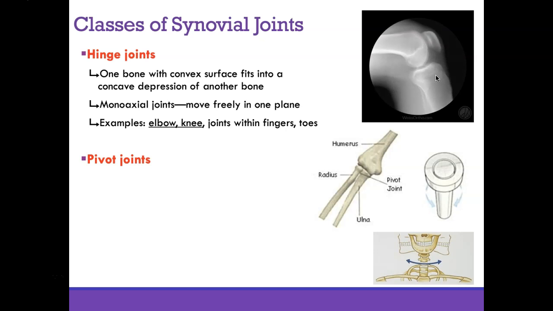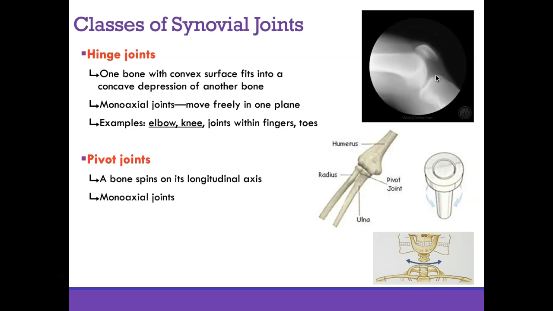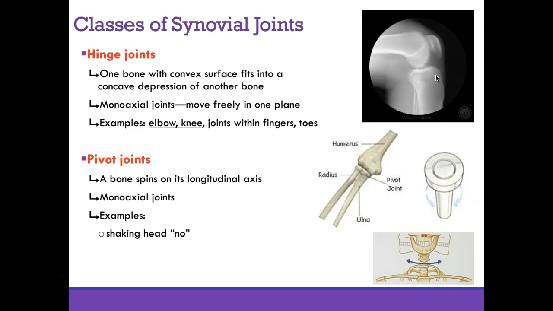A pivot joint is one that spins on its longitudinal axis. So these are also monoaxial. They can only move in one dimension, in one plane. When you shake your head no, the atlantoaxial joint is an example of a pivot joint, right? When you're shaking your head no, that's rotation.